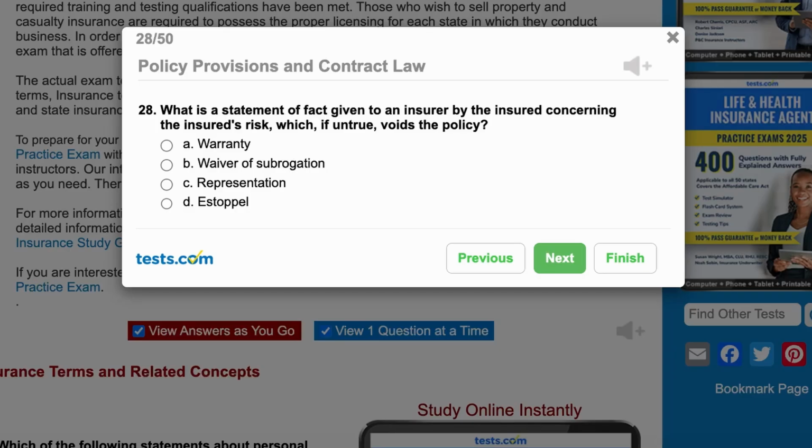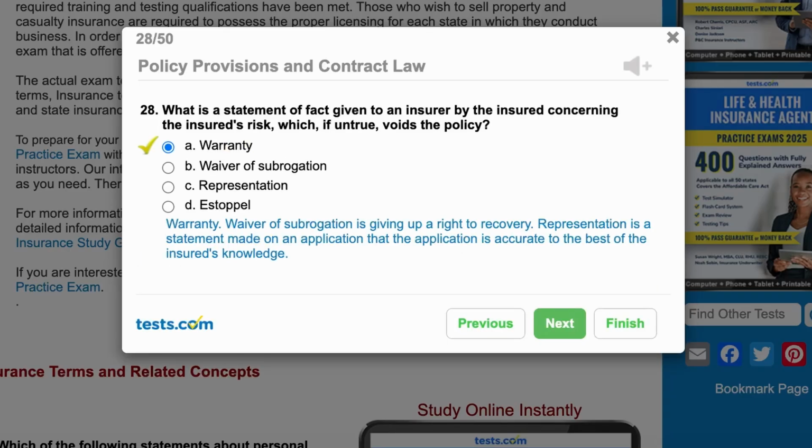Question 28. What is a statement of fact given to an insurer by the insured concerning the insured's risk, which, if untrue, voids the policy? A. Warranty. B. Waiver of subrogation. C. Representation. D. Estoppel. A. Warranty. Waiver of subrogation is giving up a right to recovery. Representation is a statement made on an application that the application is accurate to the best of the insured's knowledge.